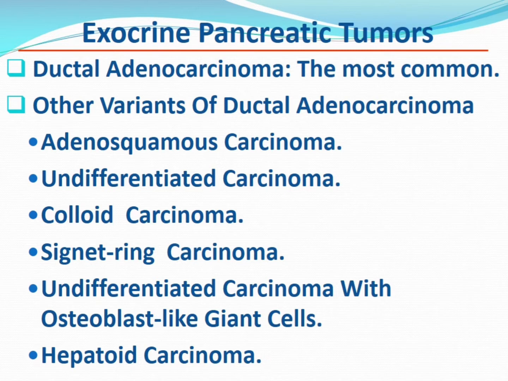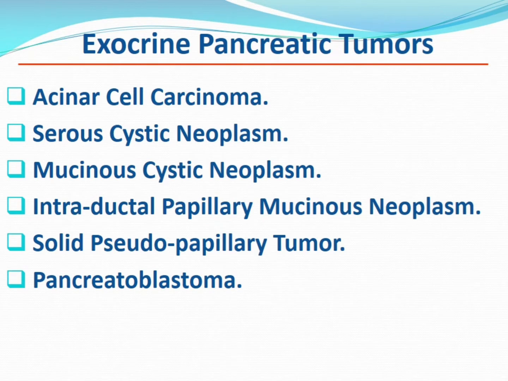The exocrine pancreatic tumors include ductal adenocarcinoma, the most common tumor. Other variants of ductal adenocarcinoma include adenosquamous carcinoma, undifferentiated carcinoma, colloid carcinoma, signet ring carcinoma, undifferentiated carcinoma with osteoclast-like giant cells, hepatoid carcinoma, acinar cell carcinoma, serous cystic neoplasm, mucinous cystic neoplasm, intraductal papillary mucinous neoplasm, solid pseudopapillary tumor, and pancreatoblastoma.